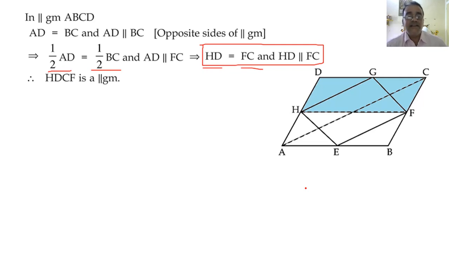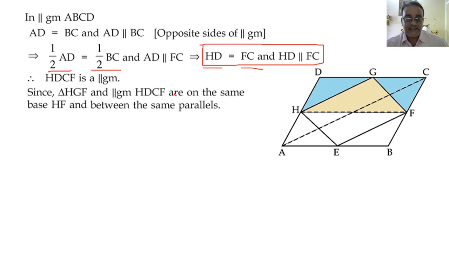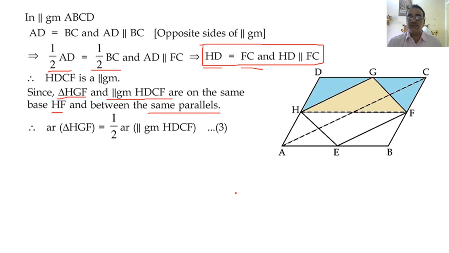and between the same parallels, then the area of the triangle is half of the area of the parallelogram. So look carefully here, this triangle, one minute, I will shade it. This one. Are you able to identify the triangle? Yes, sir. On the same base HF. On base HF this is the triangle and this is the parallelogram. So that means the area of this triangle is half of the parallelogram. So we will write triangle HGF and parallelogram HDCF are on the same base HF and between the same parallels. So therefore, the area of this triangle is half of the area of the parallelogram. Let it be equation number 3.